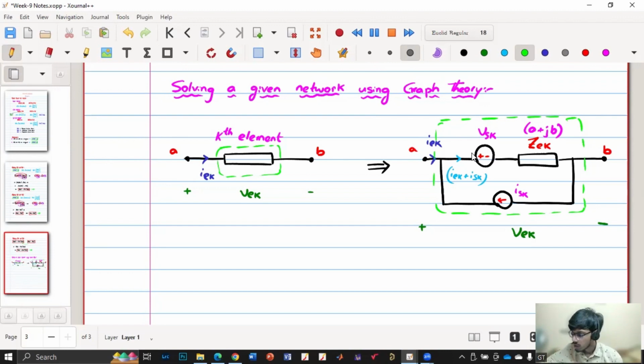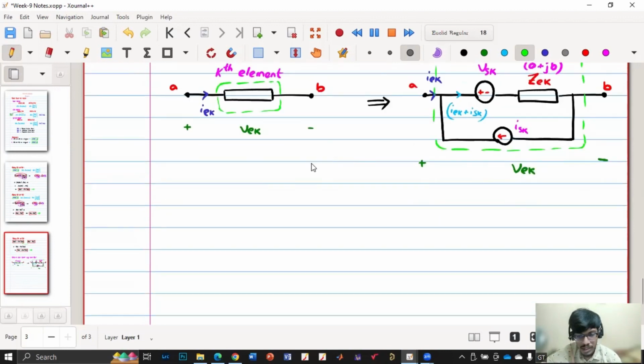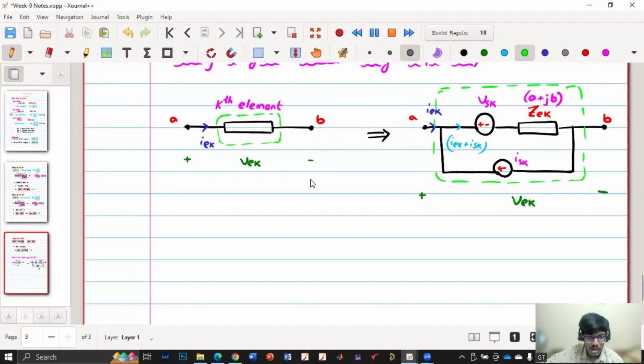Okay. So now what we'll be doing is, first we'll be using the B matrix. There are three matrices we have: one is the A matrix, one is the B matrix, one is the Q matrix. So the first part we'll be using the B matrix. Okay, so let us apply KVL here. V_Ek is nothing but V_Sk.